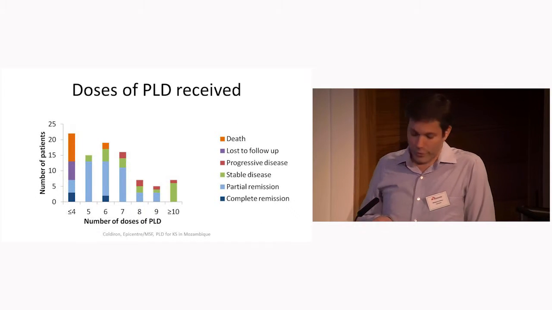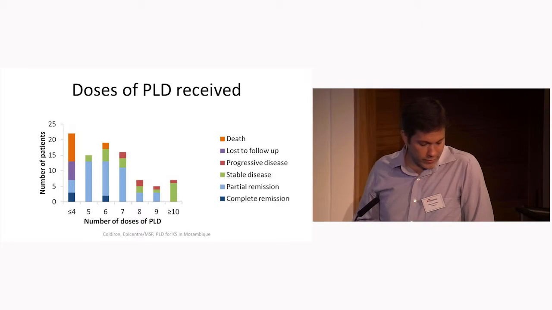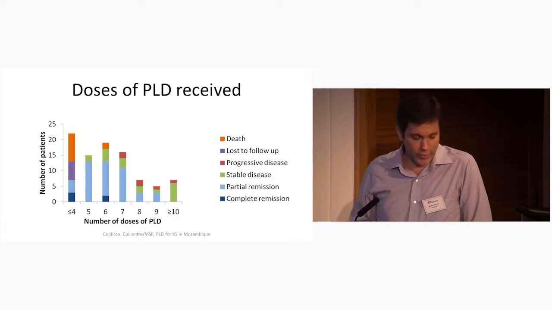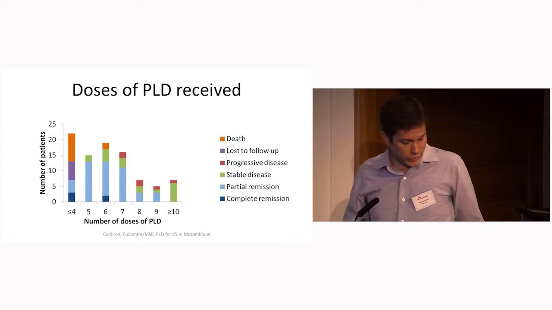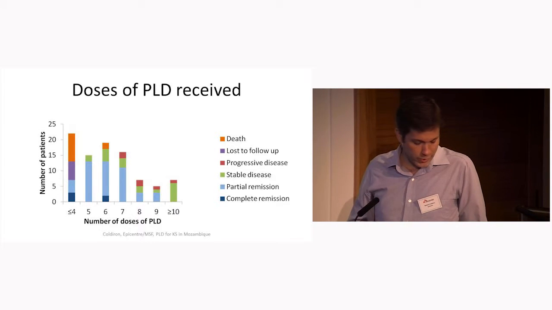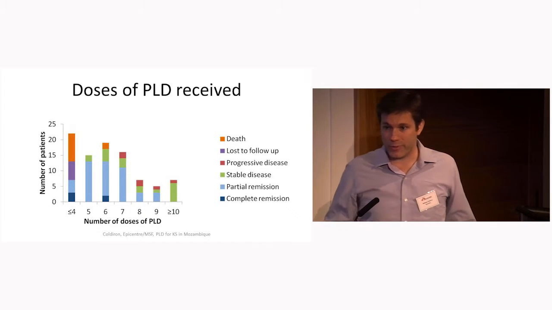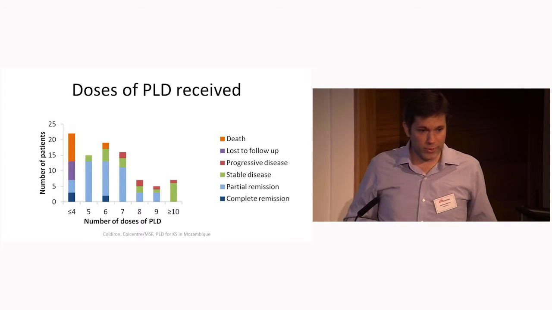This figure shows the number of cycles of chemotherapy received. And you'll note that the patients who died or were lost to follow-up generally did so very early on after entering the study. And a median of 6 doses of PLD was needed among patients achieving complete or partial remission. And as a reminder, in our historical cohort, patients needed a median of 10 doses of the triple therapy to achieve complete or partial remission.